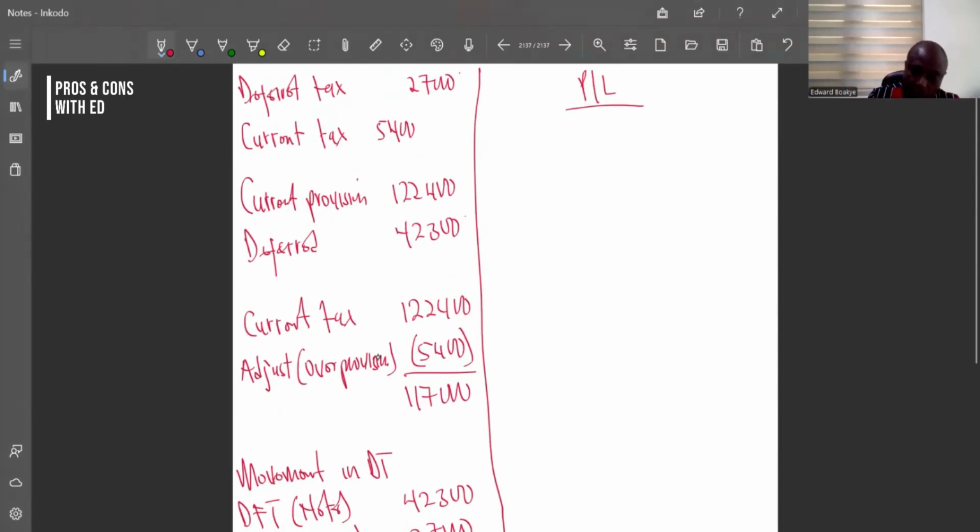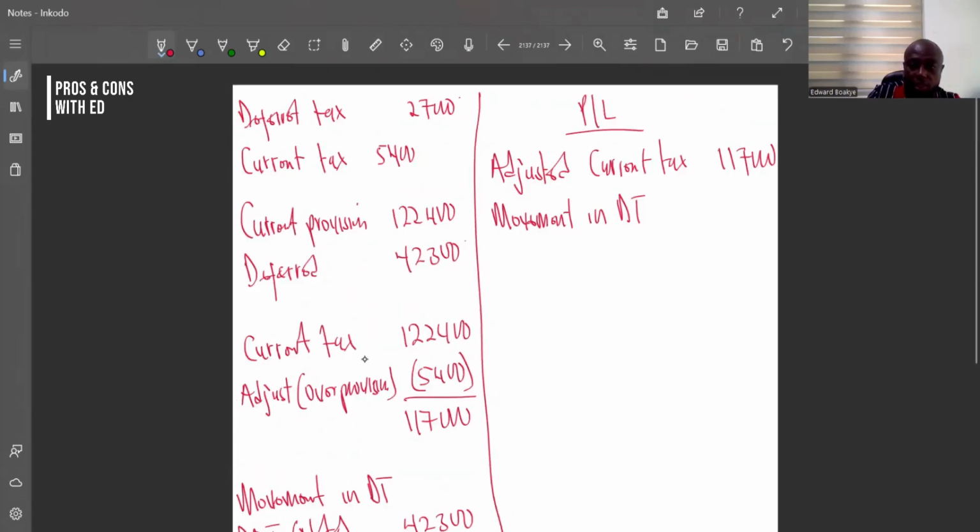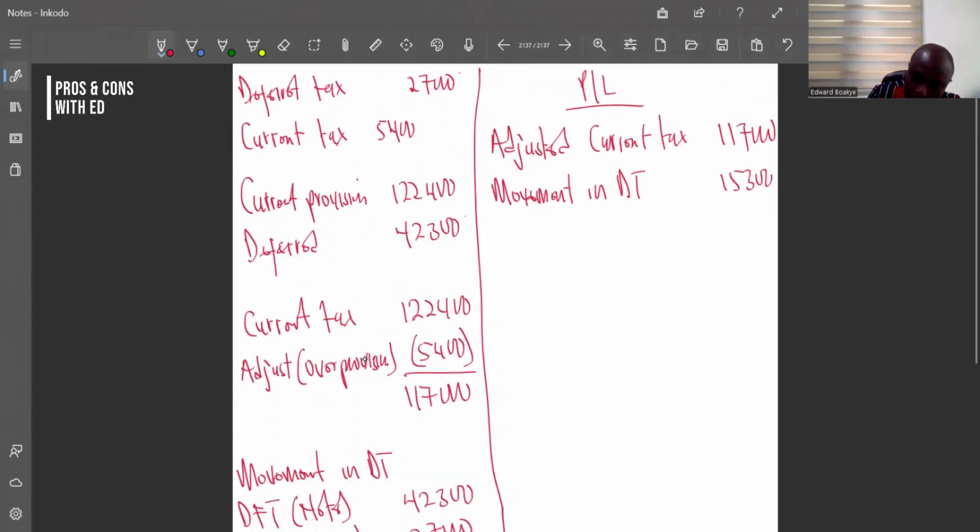So in our income statement, we are recognizing adjusted current tax. Adjusted current tax of how much? 117,000. And then movement in deferred tax as how much? Movement in deferred tax as 15,300. So plus 117,000, which will now give us 132,300. So this is what we will recognize in our P&L.